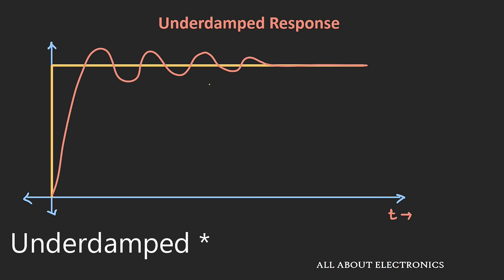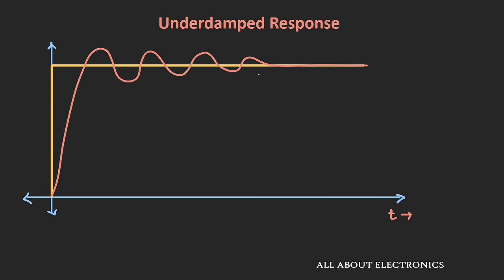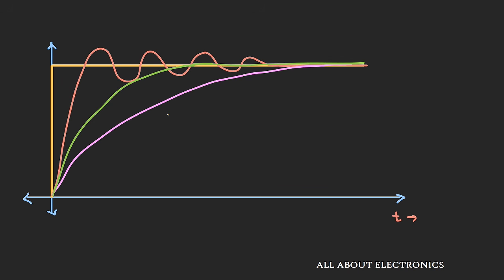In case of an underdamped response, you will see some oscillations in the response, and how fast these oscillations die out depends upon the values of R, L and C. In the underdamped response, the circuit is able to reach its final value very fast, but it will take some time to settle down to its final value. This settling time depends upon the values of R, L and C. So these are the three typical responses for the overdamped, critically damped and underdamped cases.